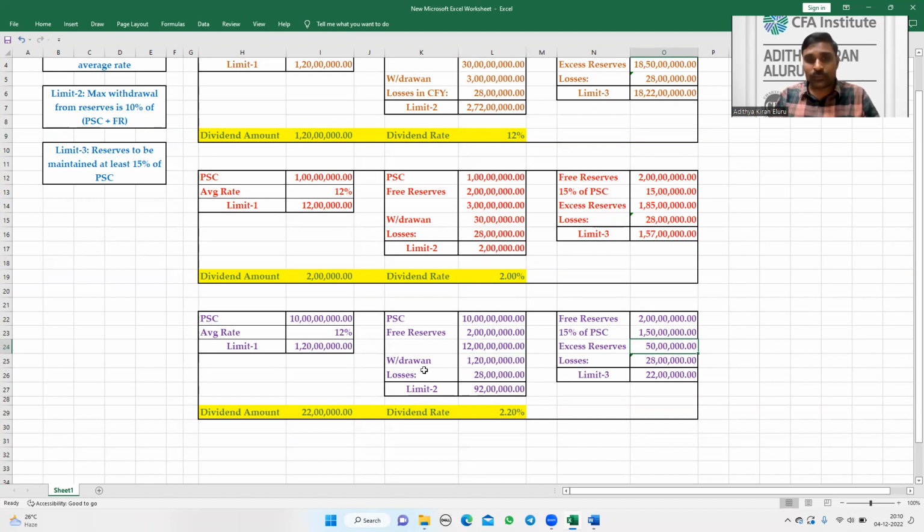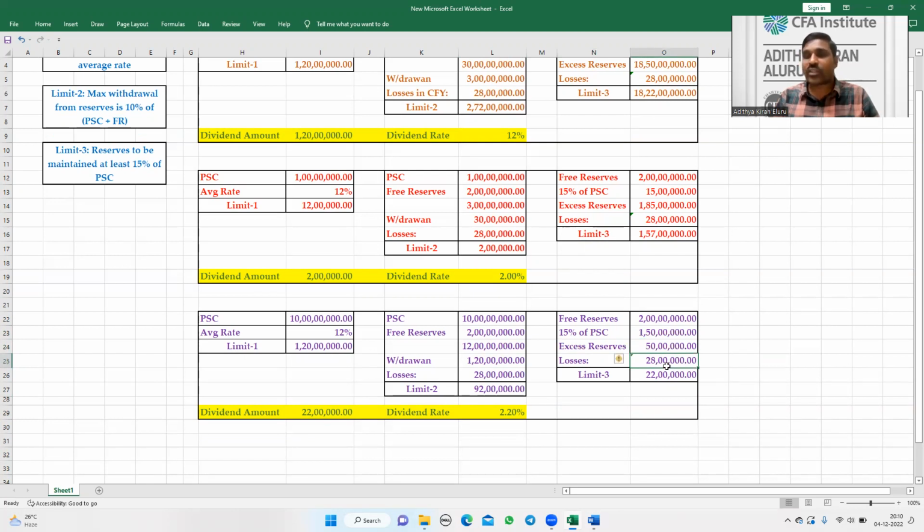Limit 2 permits 1 crore 20 lakhs withdrawal, whereas limit 3 permits only 50 lakhs withdrawal. How much we have to withdraw depends on the lower of limit 2 or limit 3. So therefore I can withdraw only 50 lakhs.